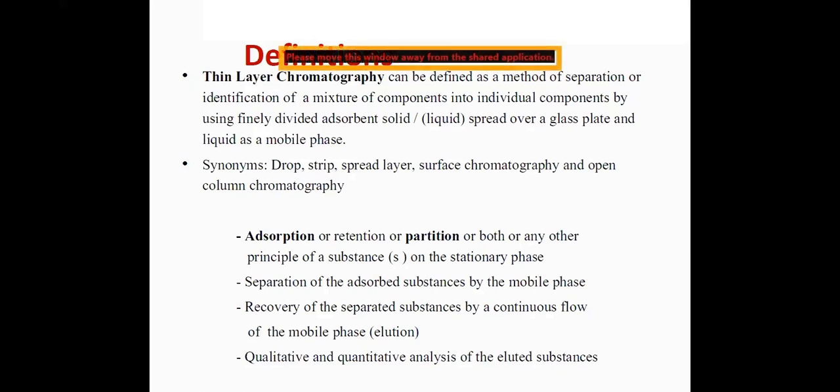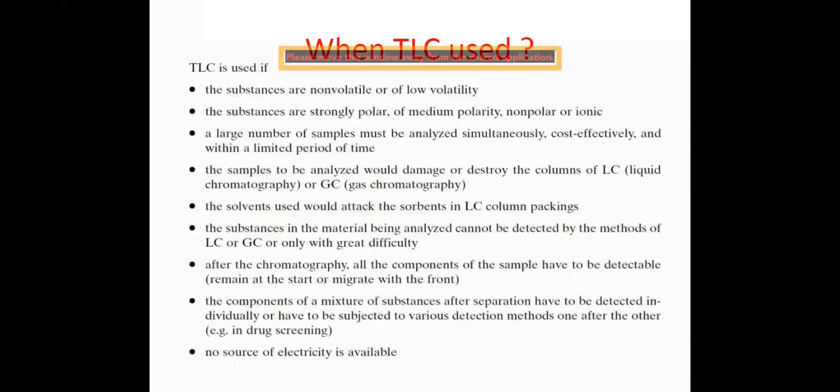So paper chromatography as well as thin layer chromatographic techniques, their experimental details are mostly the same except for their stationary phase. In paper chromatography, the paper itself is the stationary phase, whereas in thin layer chromatography we need to prepare a thin layer of the adsorbents. So according to the adsorptivity, the components get separated out in thin layer chromatography. This technique is useful even for non-volatile or low volatility substances, for polar substances, for non-polar substances, for ionic substances.